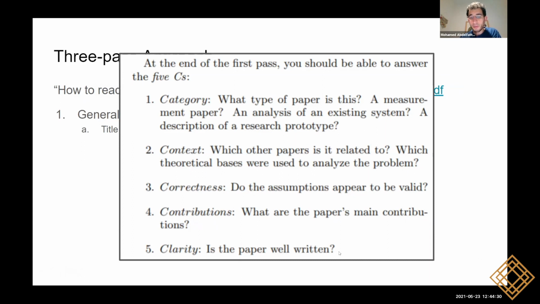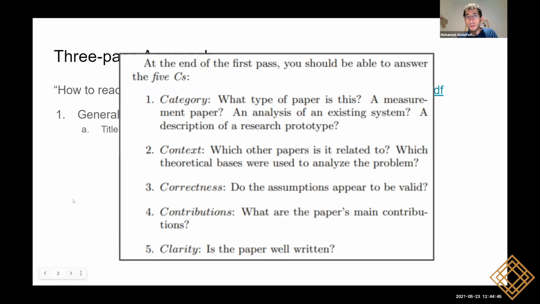And clarity, is the paper well written? Do the section headers make sense? Even the text of the section headers themselves, are they descriptive enough? Is the abstract well written? Is the conclusion well written? So you should be able to answer these questions.